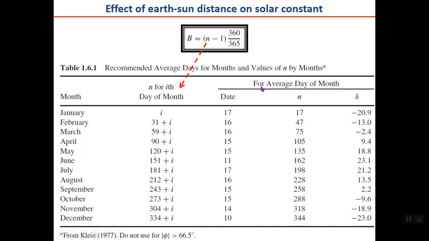Actually, we have an average day for each month. It is not actually the middle of the month, as you can see. It is based on the solar radiation averaging. And for each month, for example, for the month of July, 17th of July is the average day of the month. And what is the day number? Exactly by the same formula shown here, you can calculate the n. And this is the declination angle, which we'll discuss later.